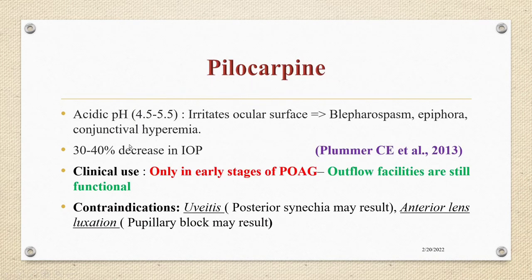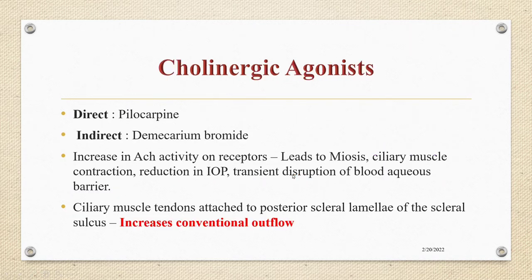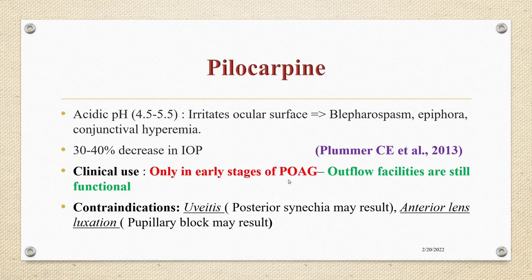The characteristic features of pilocarpine include its acidic pH. That's why it will irritate the ocular surface, which is clinically exhibited by the dog with blepharospasm, epiphora and conjunctival hyperemia. Pilocarpine will decrease intraocular pressure by 30 to 40%. Coming to the clinical use, it is useful only in the early stages of primary open angle glaucoma. As I mentioned, it increases the conventional outflow, and this is achieved only if there is primary open angle glaucoma.